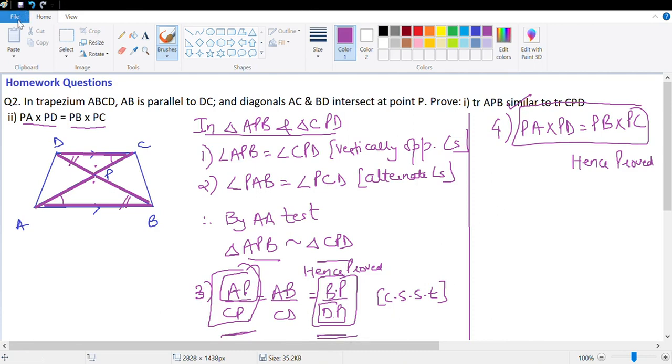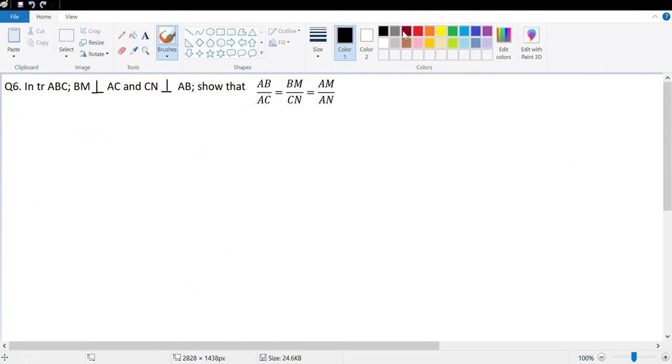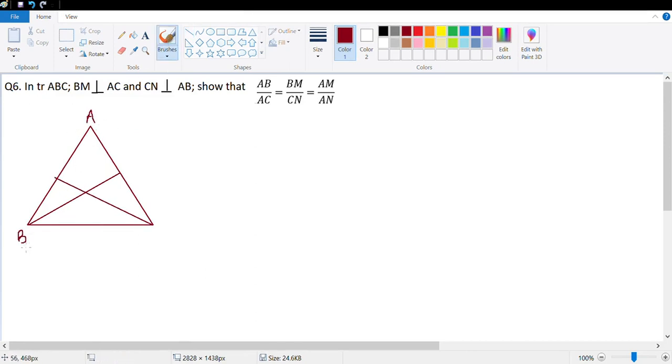The next question that we do as homework is question number 6. Again, no rough diagram. So let's go ahead and draw a rough diagram. It says in triangle ABC, BM is perpendicular to AC and CN is perpendicular to AB. So let's just draw this first. There are two perpendiculars, one from here, one from here. We're calling this point A. This is B. This is C. And BM is perpendicular to AC and CN is perpendicular to AB. Show that AB upon AC is equal to BM upon CN is equal to AM upon AN.